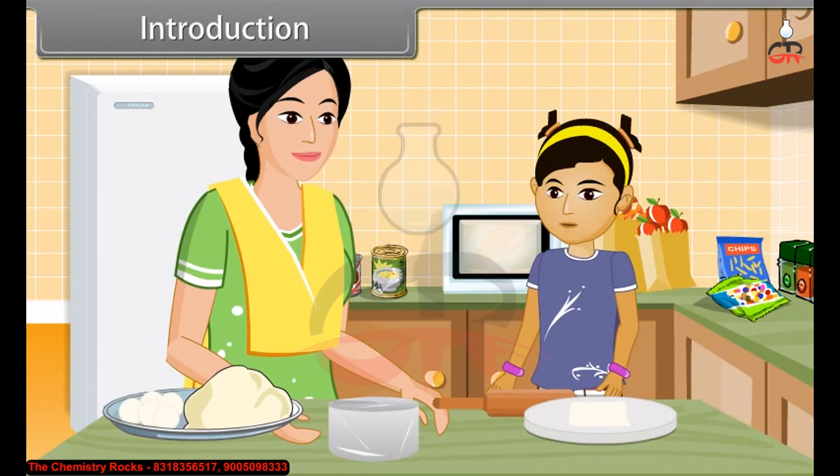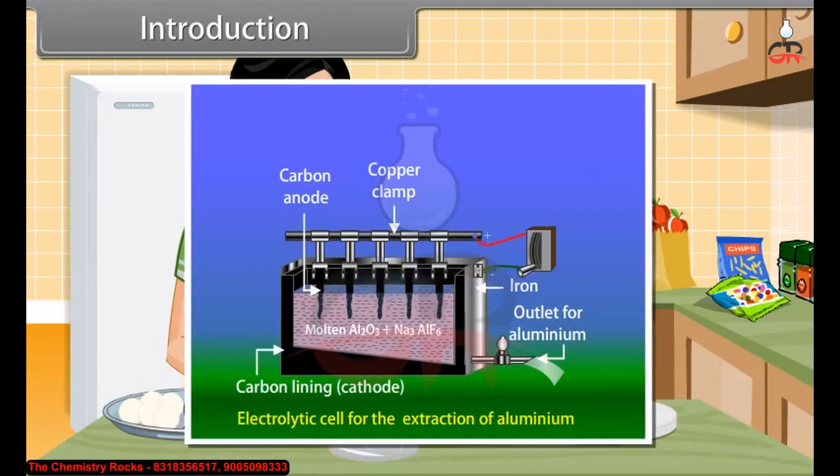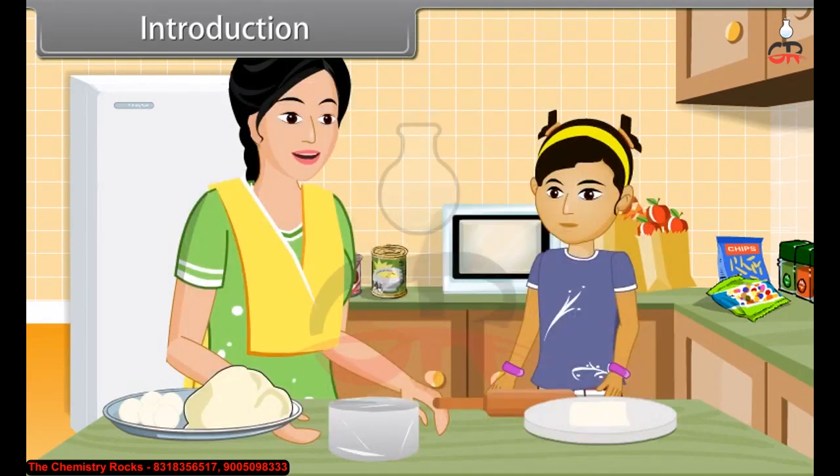Okay, Mom. But how does aluminium transform into thin foil shape? Okay, I will tell you. Aluminium is the most abundant metal in the earth crust. It is extracted from the bauxite ore found in nature. Then the metal is isolated and refined from various processes. After that, the metal is molded into desired shapes.